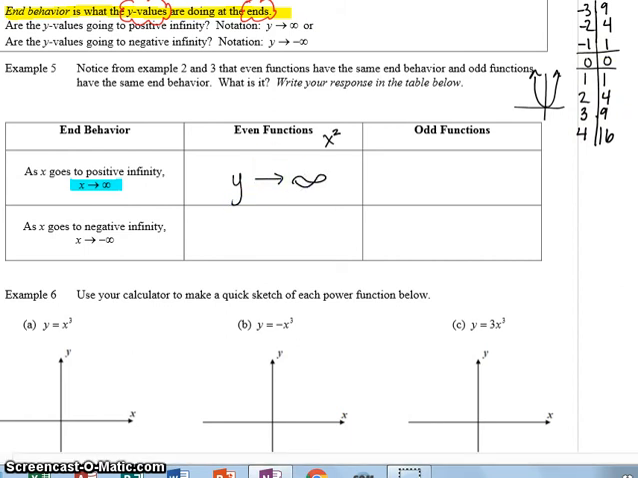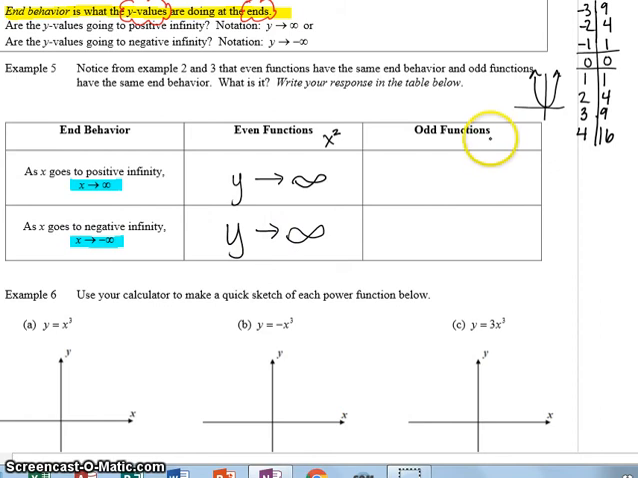Okay? And then it says, well, what happens when x goes to negative infinity? So if you look at your table of values, as my x's go more negative and more negative and more negative, what's happening to the y's? Well, the y's are just increasing on the positive side of it. So y goes to positive infinity. Okay, so that happens for all even functions.